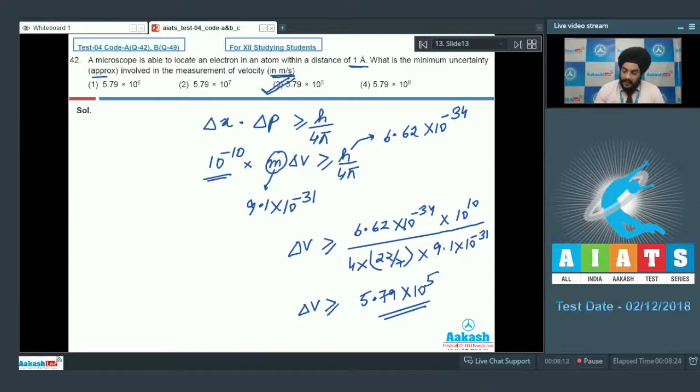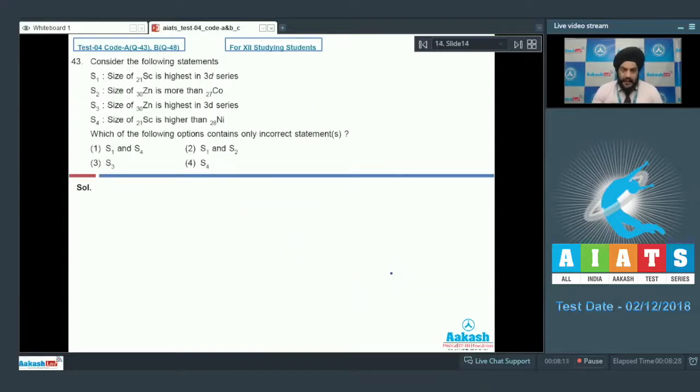Let us look at the next question. Question number 43. Consider the following statements. S1 says the size of scandium-21 is highest in the 3d series. Students, this statement is correct. Among the 3d elements, scandium has the greatest size. If you look at S2 now, size of zinc is more than cobalt.